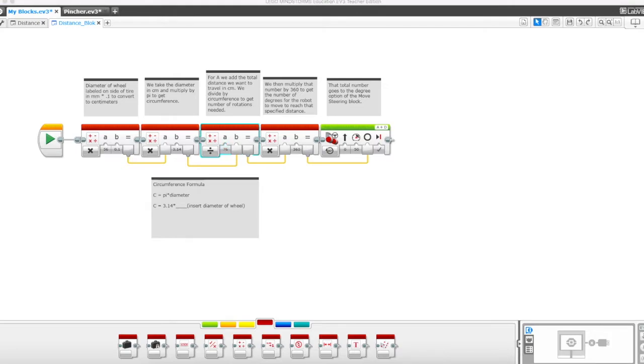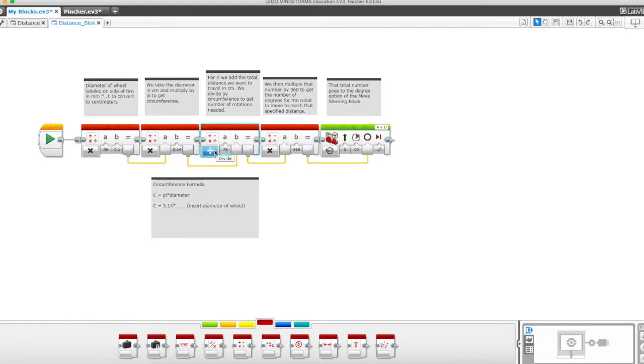So in this case, if I know that my diameter is 56 millimeters, once I do this conversion here over 2 centimeters, and then I multiply that by pi, I know that the circumference of my wheel is going to be 17 centimeters. So we're taking the total distance here of 76, dividing that by the 17, and that is going to give me how many rotations of my robot wheel my robot needs to move in order to reach that particular distance.